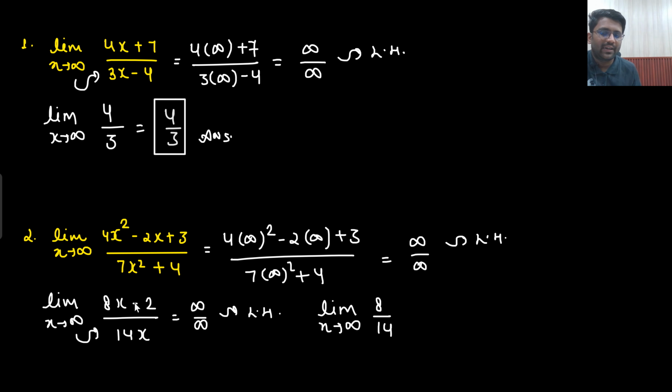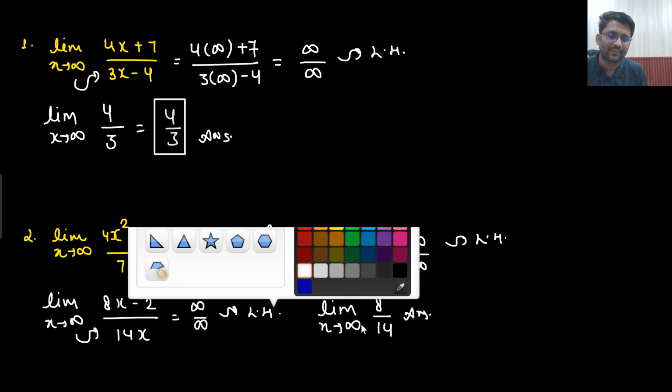Basically, first I differentiate, I am getting 8x minus 2 divided by 14x. Then I put infinity here, so this will become 8 into infinity. So it is infinity only. 14 into infinity, this is also infinity. So again infinite by infinite, again I differentiated. When I differentiated, what I saw? This became 8, this became 14. Right? They are the constant value. Since they are the constant value, so this is the answer. 8 by 14 is the answer.